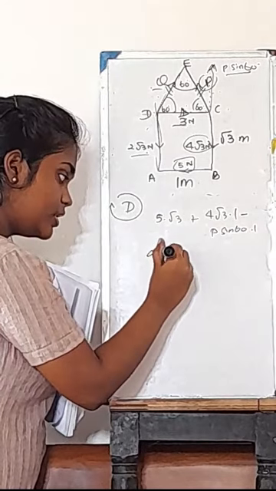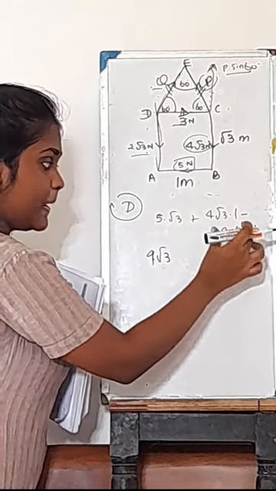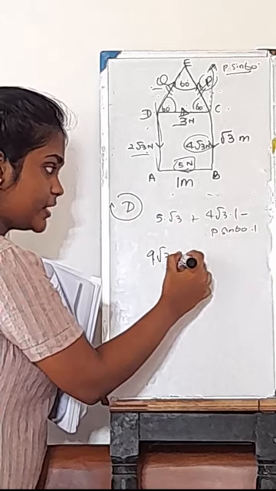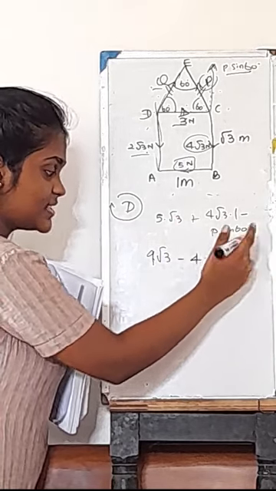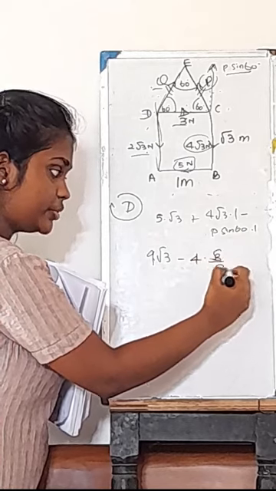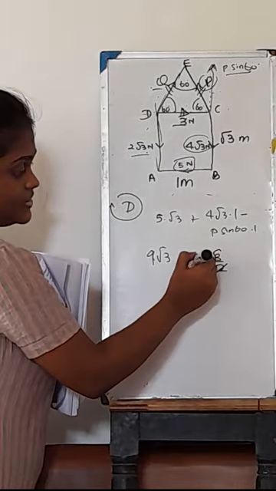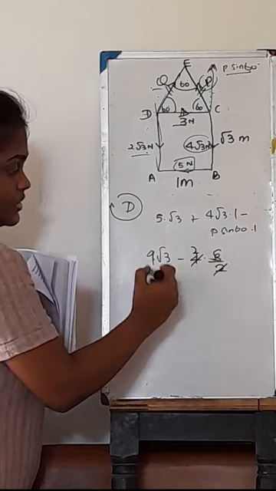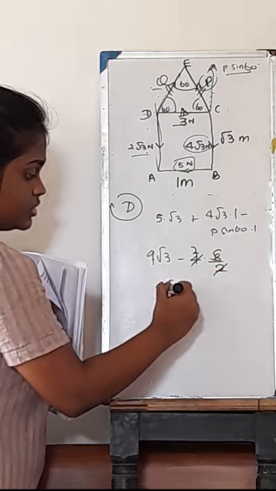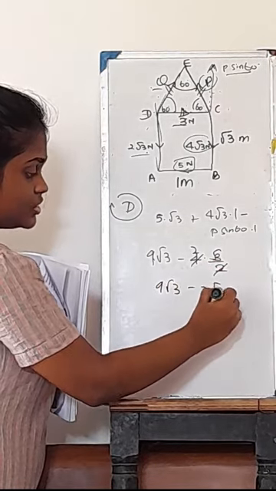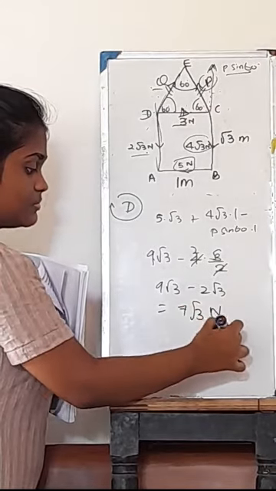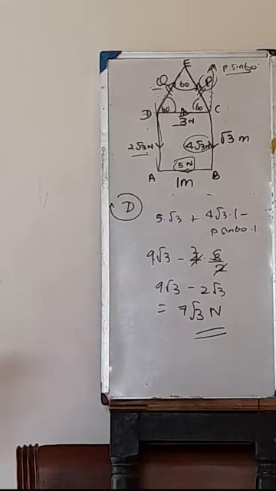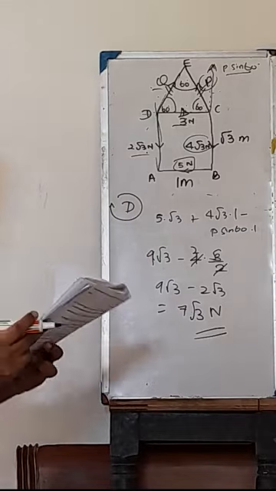9 root 3, and you know P is 4, so you can substitute 4 into sine 60, which is root 3 over 2. Then you can simplify this. Then you get 9 root 3 minus 2 root 3 is equal to 7 root 3 Newtons. So this is the moment of this couple. We have done that part also.